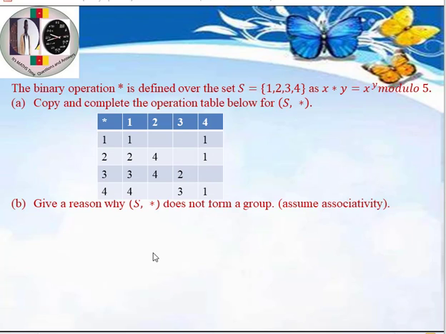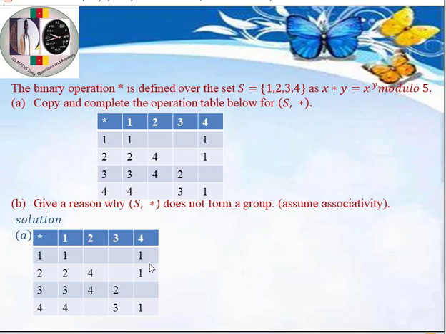The first section says that we should complete the table that is given to us. So let's complete this table. And the first entry we are going to be handling here is this entry, which is 1 star 2. The first number is 1 and the second number is 2. So x is 1, y is 2. So 1 power 2, which is 1 times 1, which is 1, modulo 5 will simply be 0, remainder 1. So that entry will have a value of 1.